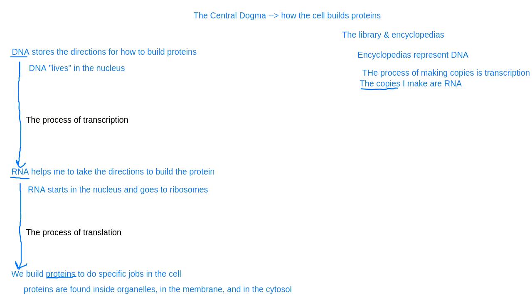So I start with all the information I could possibly ever need in that encyclopedia, my DNA. I don't want all of it. I just want particular copies. There are particular pages I care about. That's my RNA. To get those copies made, I do the process of transcription, or I use my copy machine.